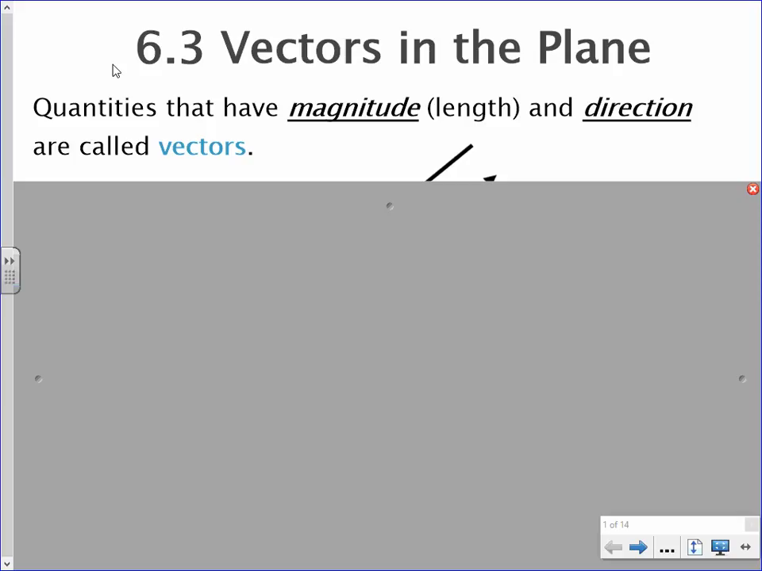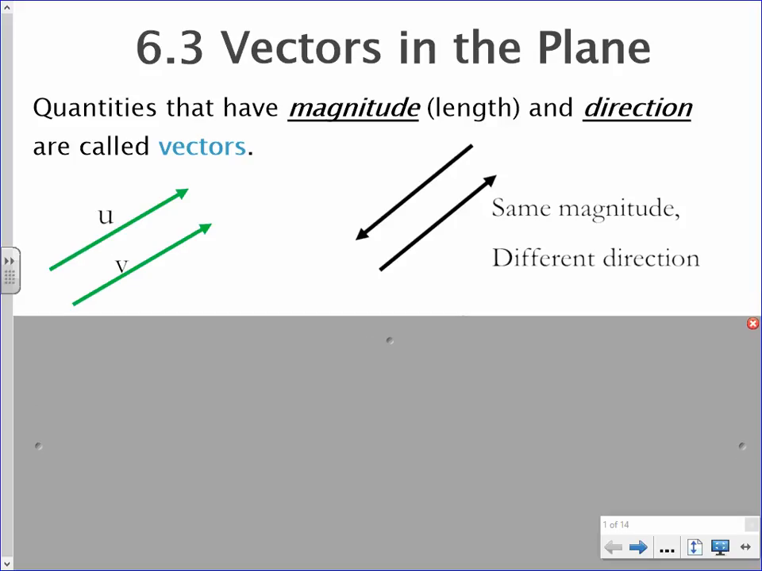Okay? Now, I have some pictures here for you about vectors that are equal or vectors that have common traits. So these two vectors are equal because they have the same magnitude and the same direction. These two vectors, however, have the same magnitude, but they have different direction. More specifically, what is true about their direction? They are opposites, which is creating that parallel effect up there.